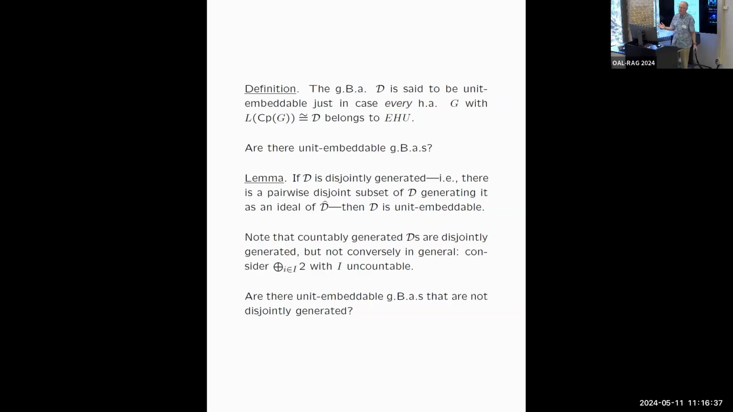Now, given this theorem, though, I found it natural to ask whether there are other examples not covered by it. So are there unit embeddable generalized Boolean algebras that are not disjointly generated? Now, of course, so far we've been talking about lots of examples of these Ds that are disjointly generated. So what about Ds that are not disjointly generated? Well, probably the simplest example of such a thing is what's called the interval algebra on omega 1.